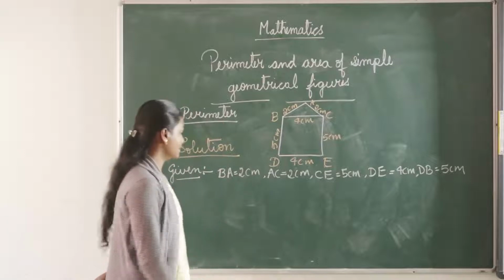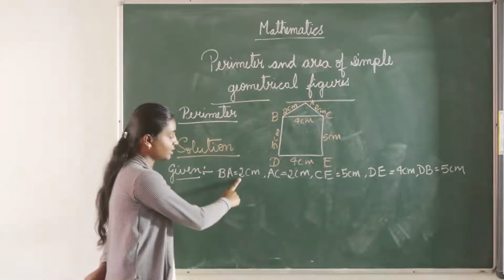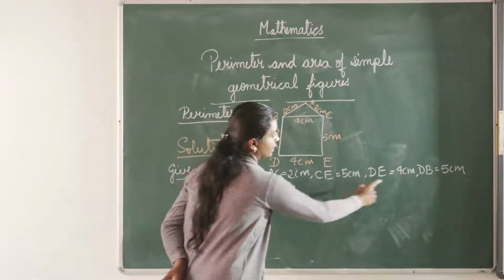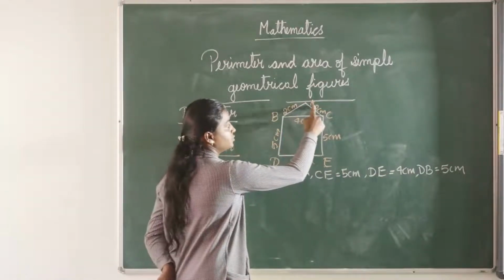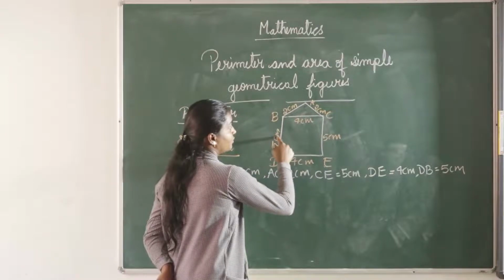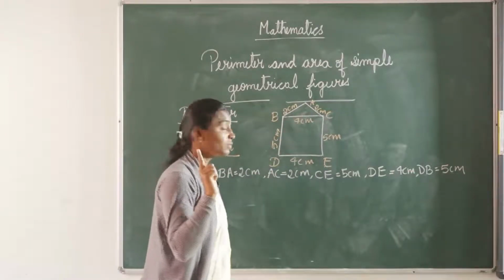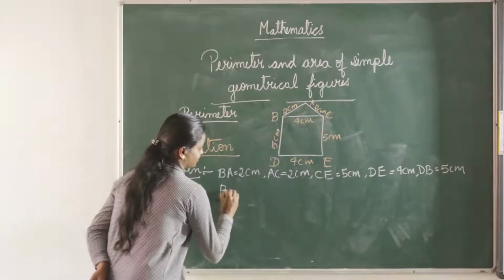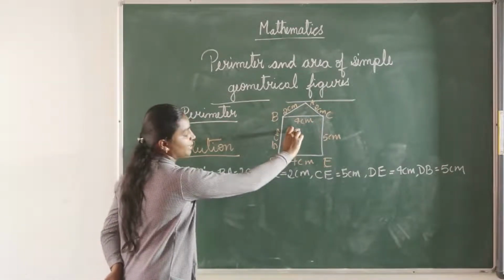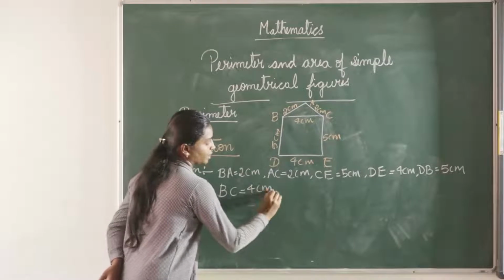Then what is left, children? Count. How many sides have we already written? 1, 2, 3, 4, 5. How many sides are there here? 1, 2, 3, 4, 5, 6. So we have left one side. Which one? That is BC. BC is how much? 4 centimeter.